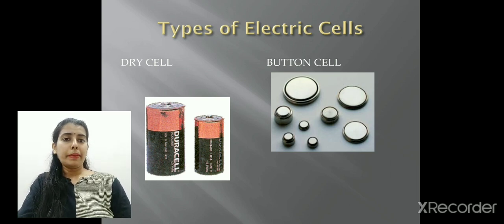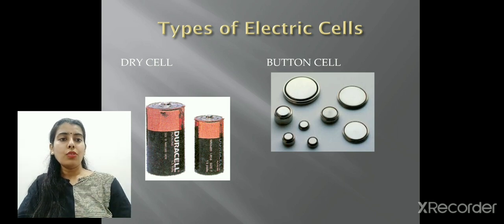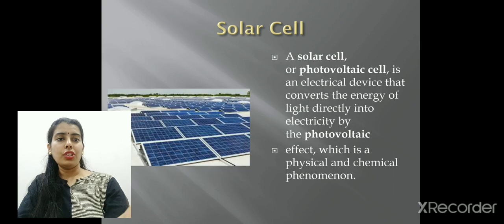The second one shown in the picture is the button cell. This can be easily observed in our watches. When we go to replace our cells at the watch repair shop, the person takes out the old one and replaces it with the new one. There you can easily see this type of button cells, these small circular cells.